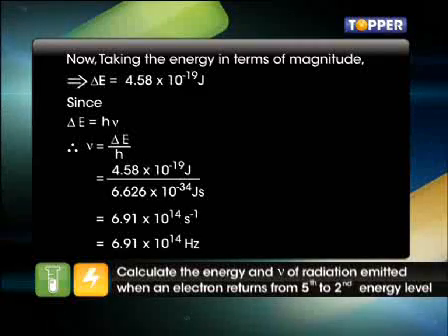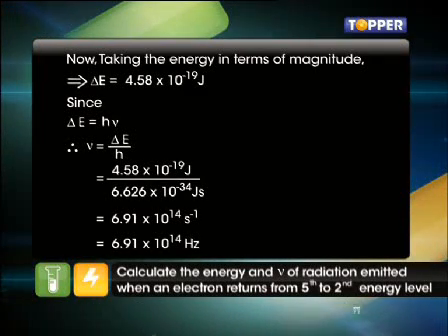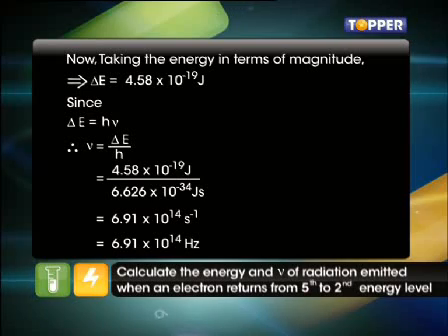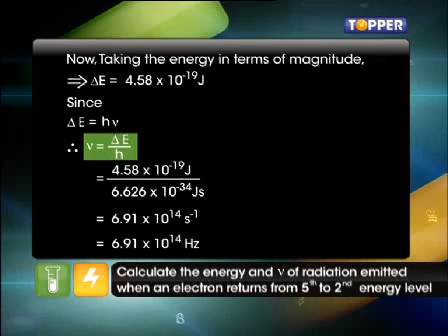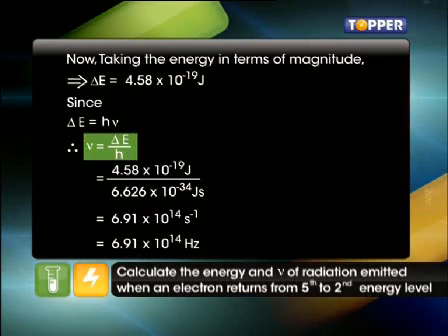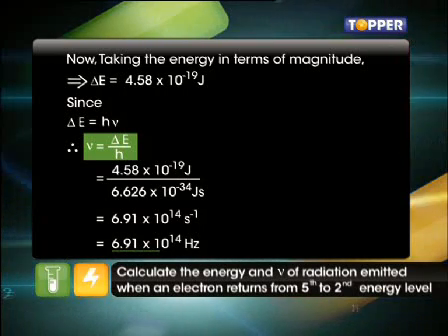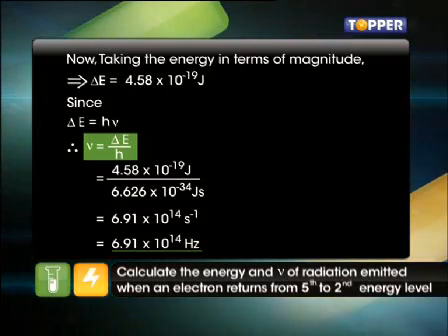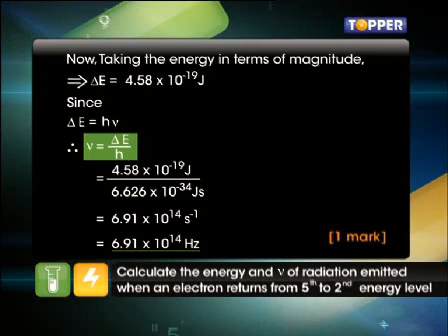Now, since energy and frequency are related by the equation delta E is equal to h nu, substituting the value of Planck's constant, we get the value of frequency. Doing this correctly will fetch you another 1 mark.